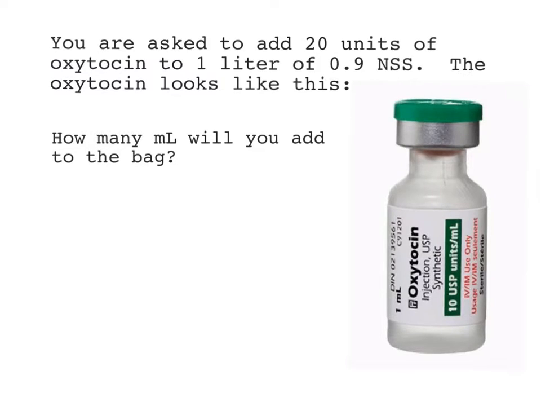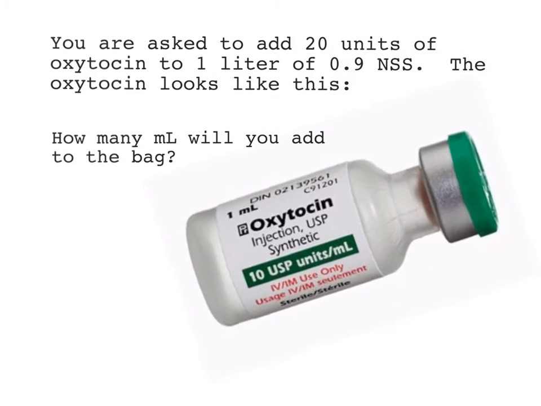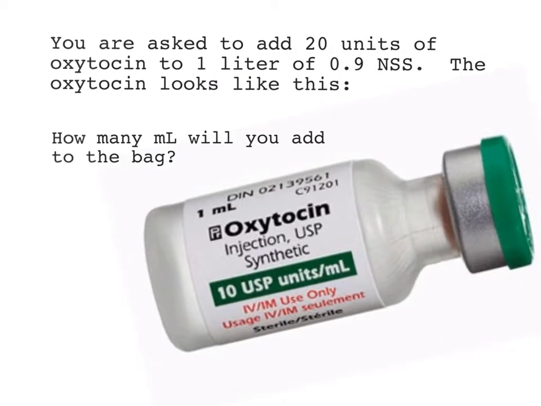Let's start with our first PIT problem. This is really not that different from anything else you've done, but you are asked to add 20 units of oxytocin to 1 liter of normal saline. The oxytocin looks like this. Okay, let's turn it so you can see. Very clearly on the label it says 10 units per ml.